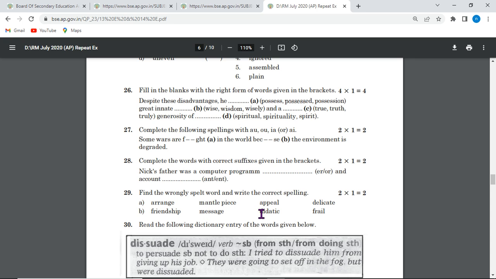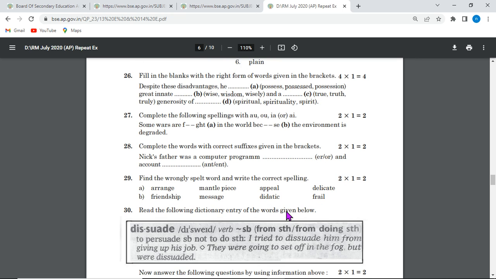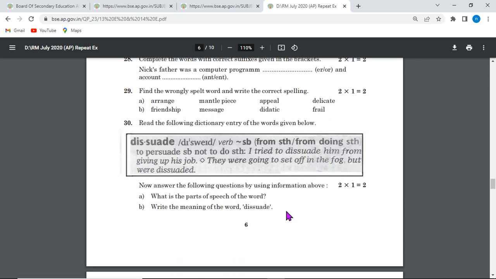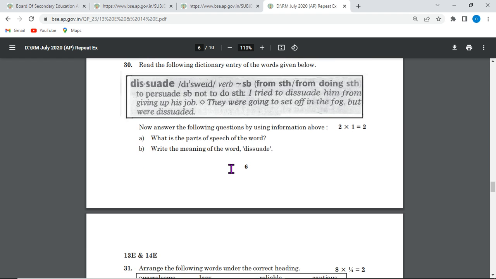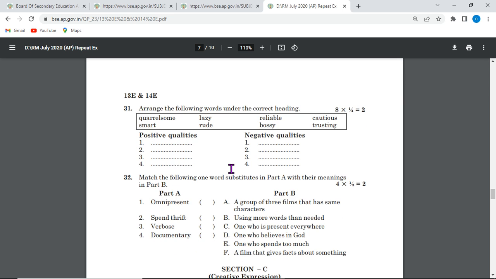And here didactic, C is missing. After A, C should be there. Didactic, D-I-D-A-C-T-I-C. And 30th, dissuade. From the dictionary entry, what is the parts of speech? Here it is indicated as a verb, and its meaning is to convince, to persuade somebody not to do something. So this is the meaning directly lifted from this dictionary entry, and its parts of speech is verb.